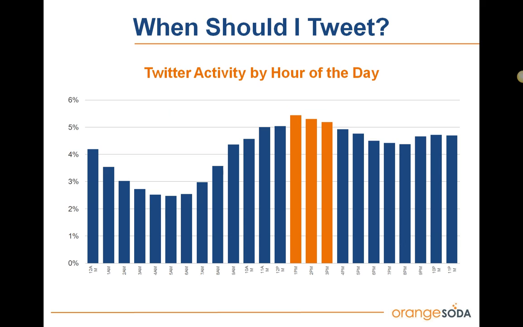And then as far as the hour of day goes, it seems as if the early afternoon, mainly between 1 and 3 p.m., is the best time of day to tweet. Again, that's when we see the most Twitter activity throughout the day. So Tuesdays and Wednesdays between 1 and 3 p.m., that's when we're seeing a peak in Twitter activity throughout the week.